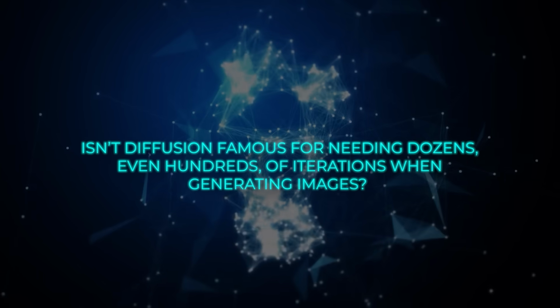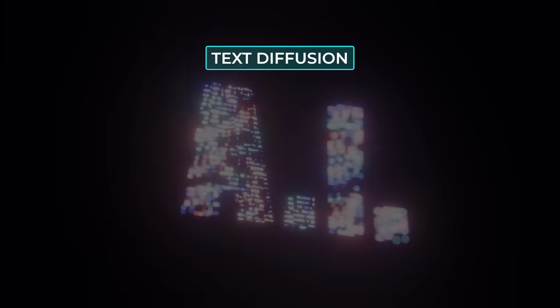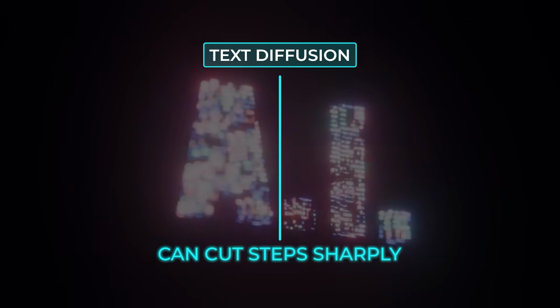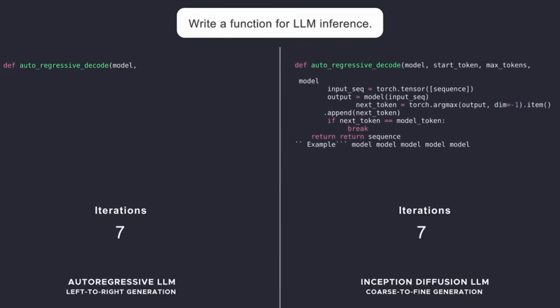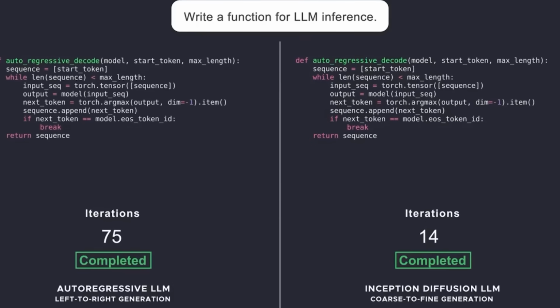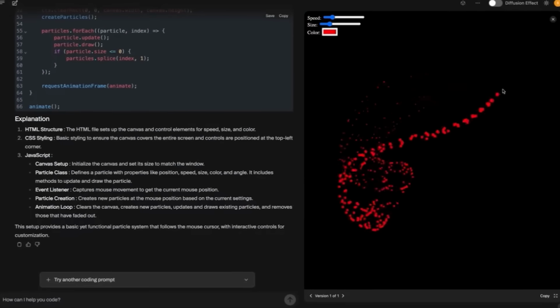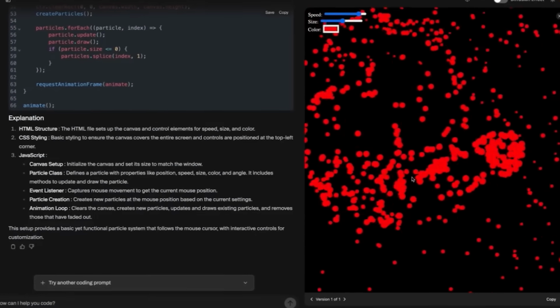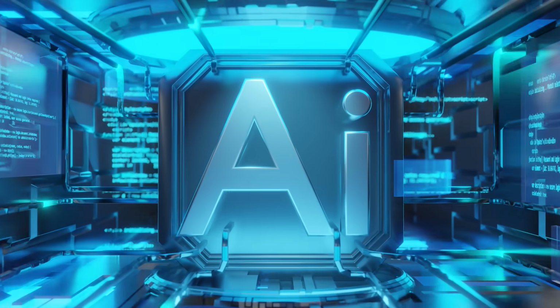A fair question pops up: isn't diffusion famous for needing dozens, even hundreds of iterations when generating images? That's true in pixel space, but text diffusion can cut steps sharply because the denoiser proposes big edits early. In practice, Mercury often takes between 10 and 30 passes. Added together, those passes still spend less time than one autoregressive rollout because every pass covers the entire sequence at once.